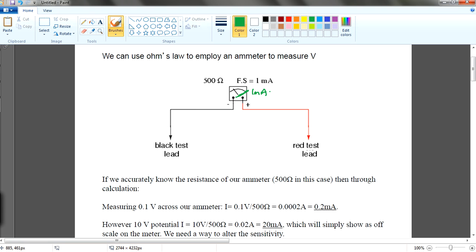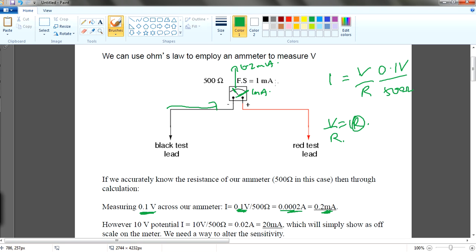Okay, so if you want to measure 0.1 volt, right, if you pass a voltage over here of 0.1 volt, since you know that I equals V over R, or V equals IR, you will just bring this R downwards, right? So V divided by R is equals to I. In this case, your voltage is 0.1 volt. If you divide it by the 500 ohms, you will get 0.0002 ampere, which is 0.2 milliampere. Okay, so you can actually measure. With this, from there you can calculate your voltage.